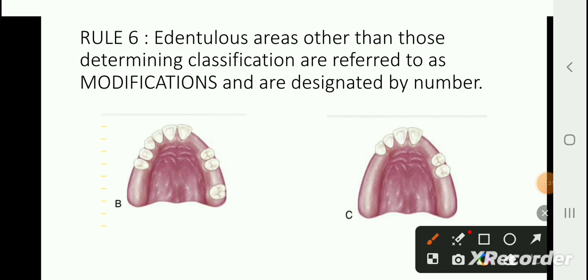Now rule number 5 says the most posterior edentulous area determines the class. Which is the most posterior here in this picture? This is the most posterior. So this is the class. This is class 2, that is, unilateral edentulous area located posterior to the remaining natural teeth. So this will determine our class. This is class 2.